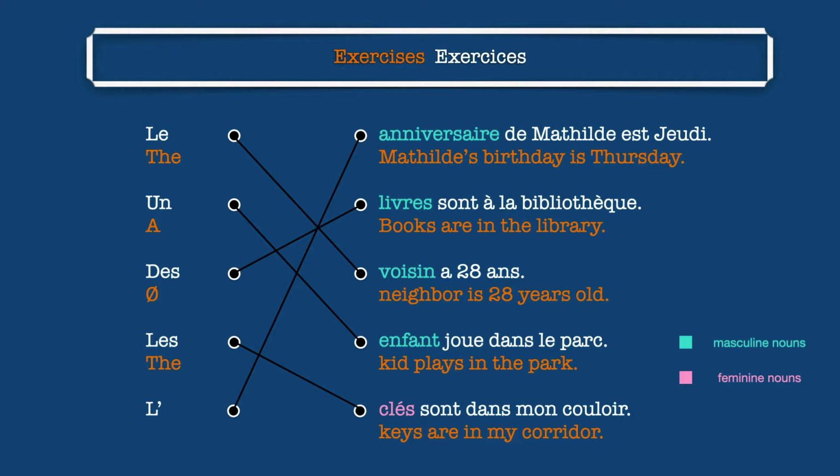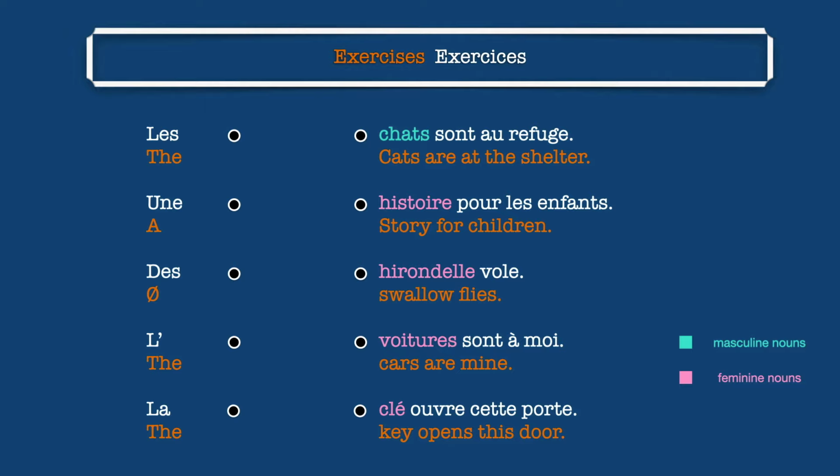L'anniversaire de Mathilde est jeudi. Matilda's birthday is Thursday, is the right answer, because the noun starts with a vowel. We are speaking about Matilda, who is someone we know, so we use a definite article. Therefore, for all those reasons, the right article is L'. We have done the 5 first sentences, and here are the 5 latest sentences, so let's move on to the next one. Could you tell me how the sentence ends?